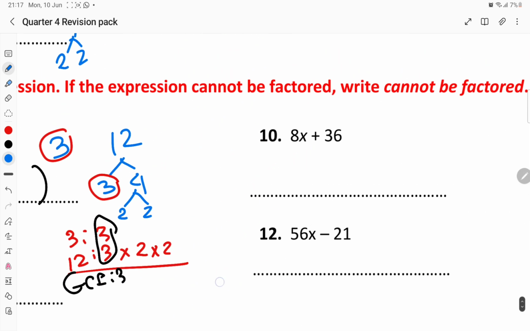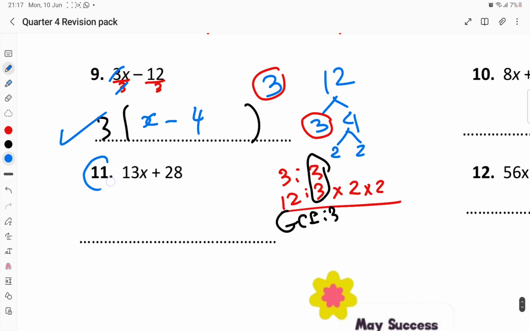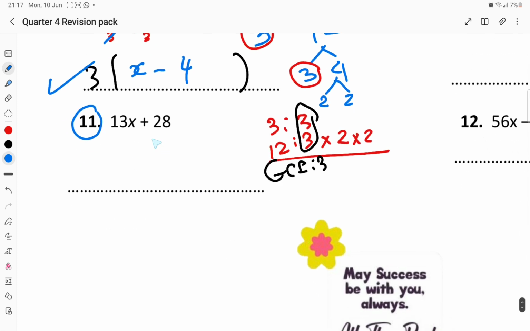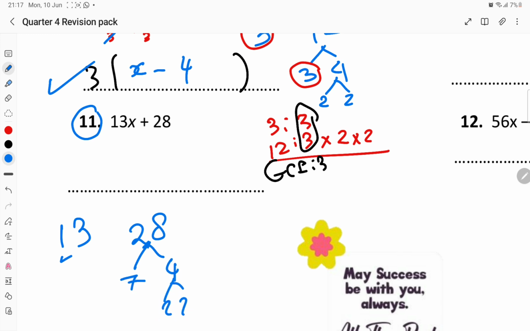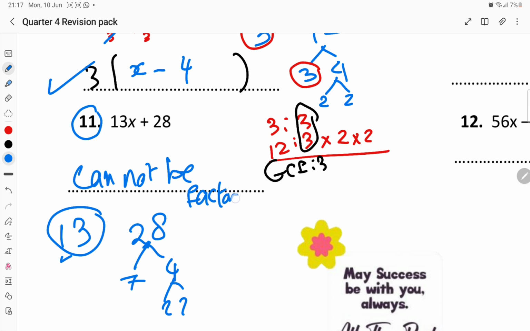Let's do one more. Number 11. 13 and 28. Is there anything in common? Mentally, nothing. But systematically, 13 and 28. 13 as it is. Can't be factored, it's prime. 28 is actually 7 times 4. 4 is 2 times 2. So, nothing in common between the 13 and 28. So, we can say that this one cannot be factored.